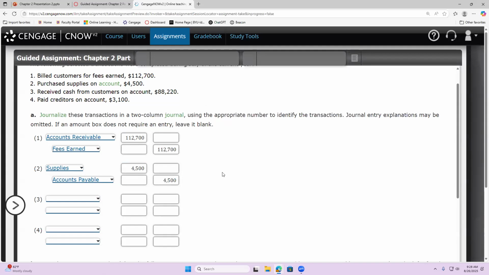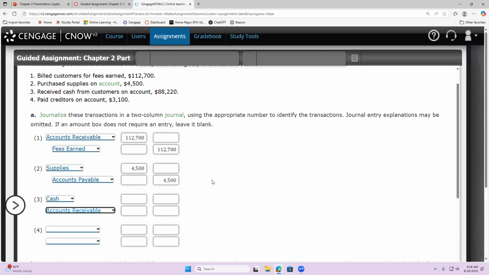Receive cash from customers on account. So this means people who owed us money are paying us. That means our cash will go up. We'll debit cash. And our accounts receivable, that's the account that indicates money owed to us by people, will go down.